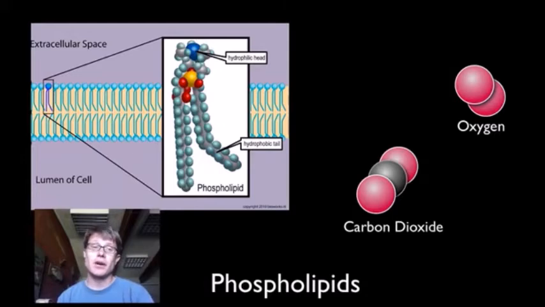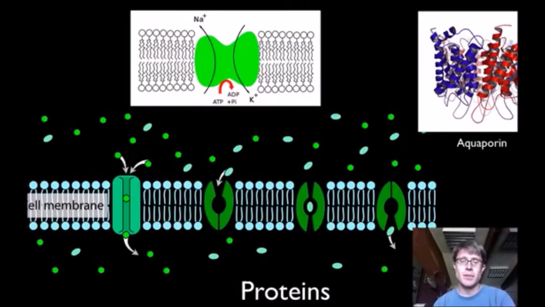Likewise, when I breathe out, I breathe out carbon dioxide. How does that move? Well, it moves easily across the membrane. And so, if it were just phospholipids, the things that couldn't move across would be large things.